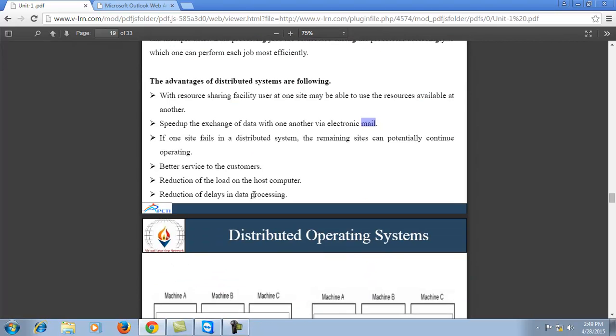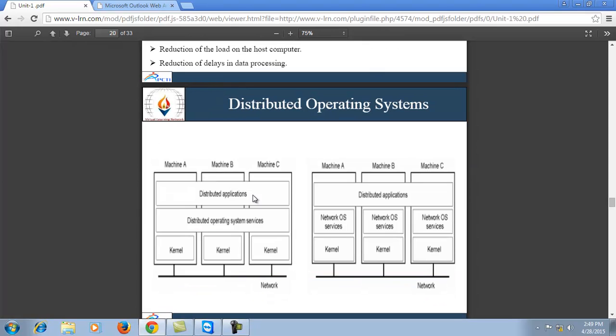Now come to the next one, the distributed operating system. In a distributed operating system, a number of machines are attached to a network, but they commonly use distributed applications.